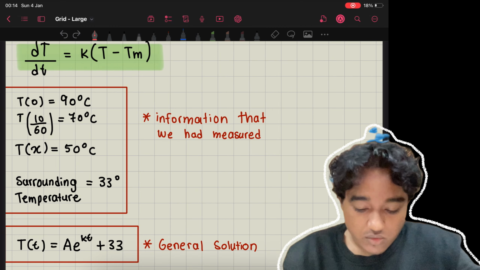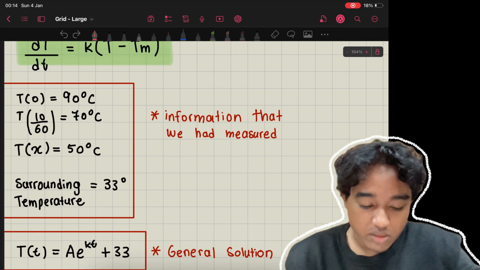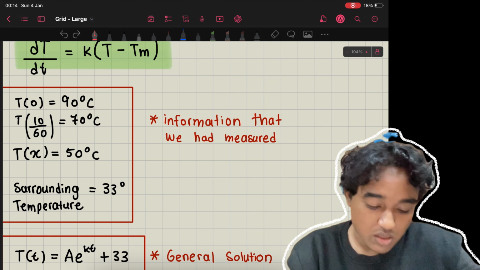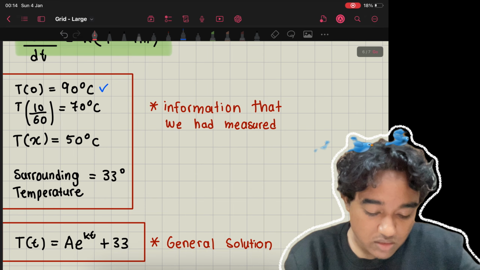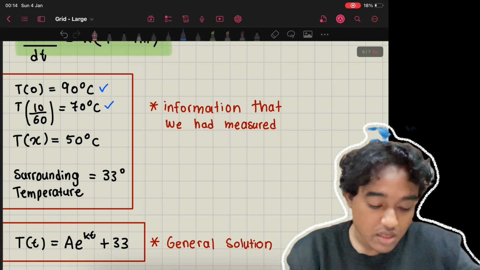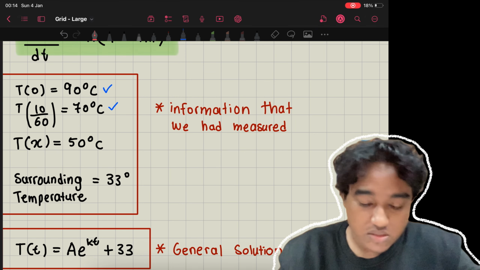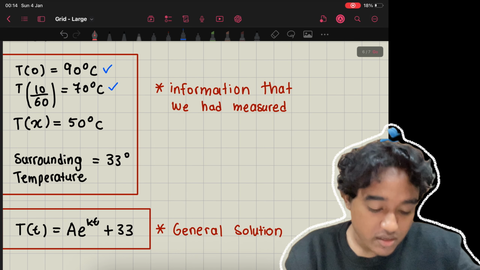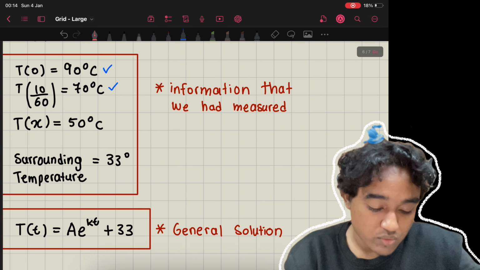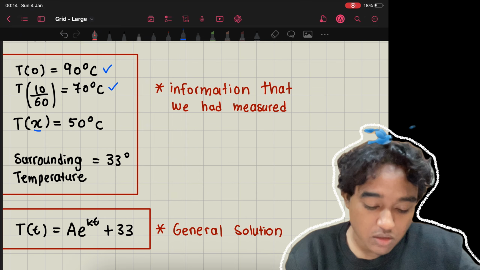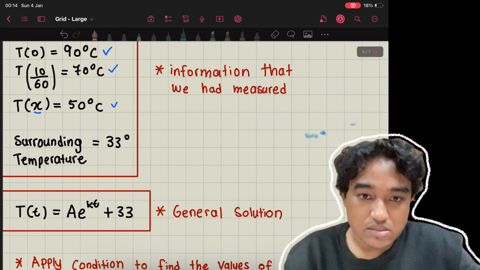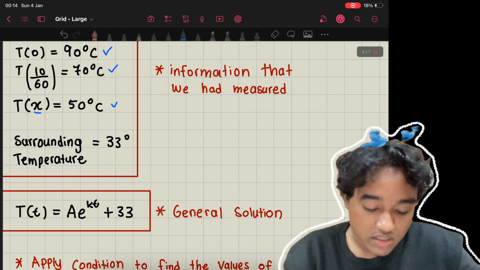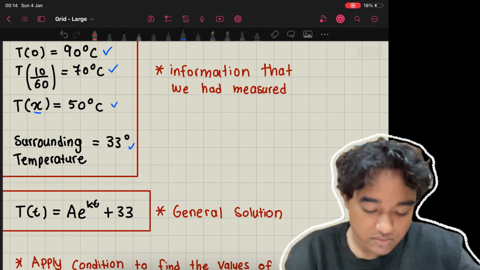Okay, first thing first, we need to list all the information that we have measured. At time 0, the temperature of our coffee is 90 Celsius. And after 10 minutes, our temperature is 70 Celsius. We need to convert the 10 minutes into hours, so we divide by 60. And what we want to find out is at what time the coffee will have a temperature of 50 Celsius. So we also measure the surrounding temperature at that time. It gives us 33 Celsius.